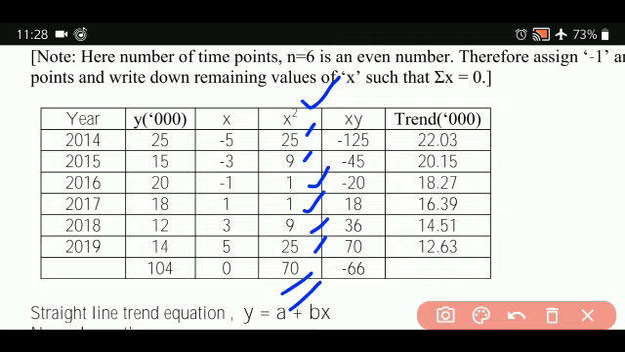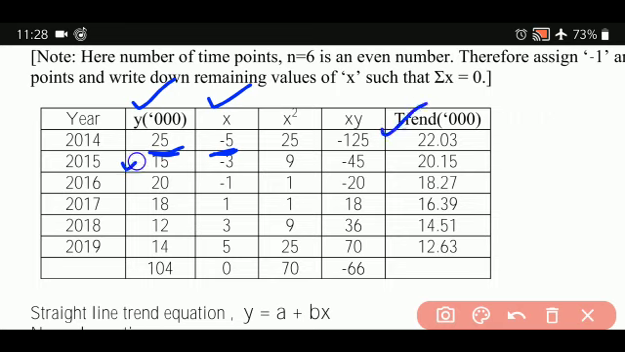Now the next column calculation will be x into y. That is 25 into -5, which is -125. 15 into -3 is going to be -45. 20 into -1 is going to be -20. 18 into 1 is going to be 18. 12 into 3 is going to be 36. 14 into 5 is going to be 70.